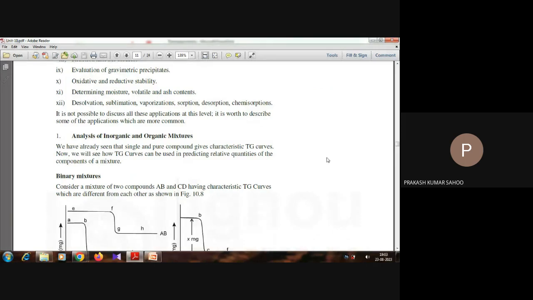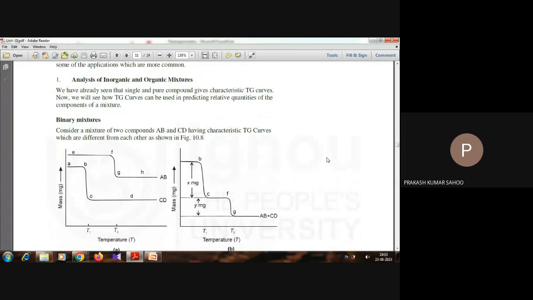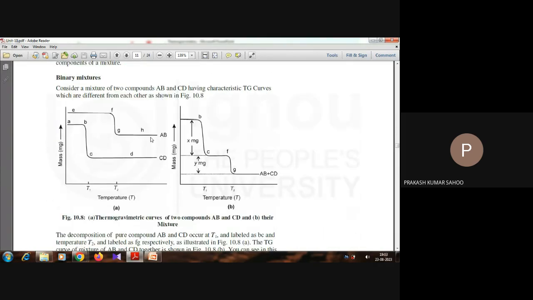Then at the end of this unit, we have analysis of some inorganic and organic compounds. If it is a binary mixture, let's say we have a mixture AB plus CD. At the initial state, the mass of the compound will be at the higher side. That means it is the first compound to be separated, so the separation will be like this.